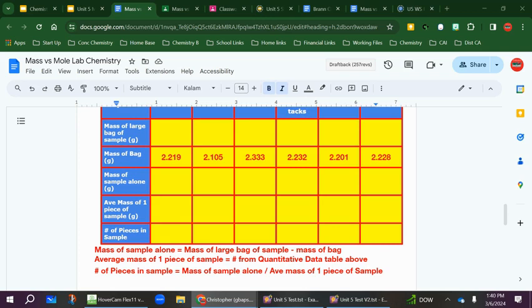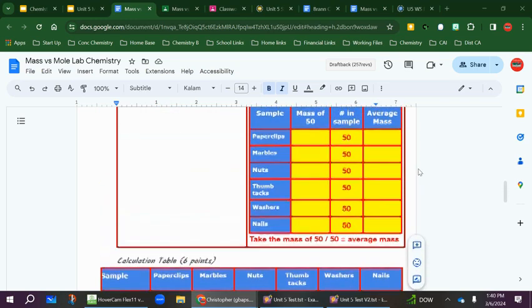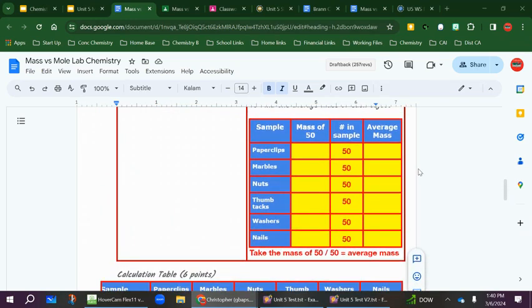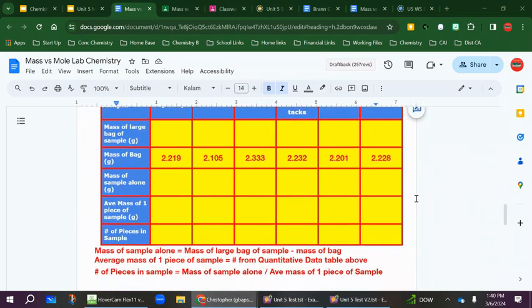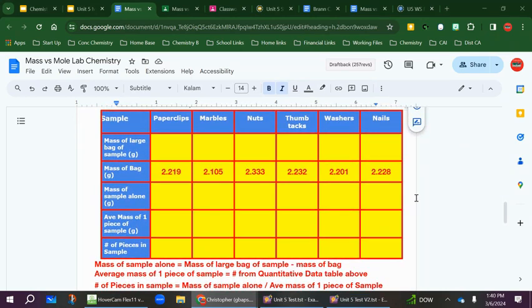Okay, please listen. You need to have all of your calculations done when you come in here tomorrow. So the mass that you got here, divide by 50 to get an average mass. Anytime you take an average, it's an average for one of those objects. That's what an average represents. That's why you divide by the number of them that are there. These numbers here, when you have divided by 50, go into your table down here, ladies and gentlemen, where it says the average mass of one piece of sample. So the numbers that are in the table up above go into this spot here.